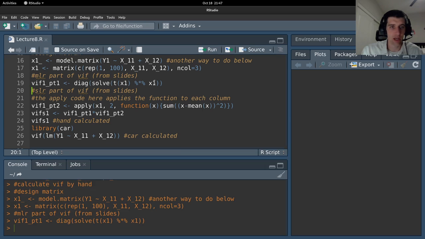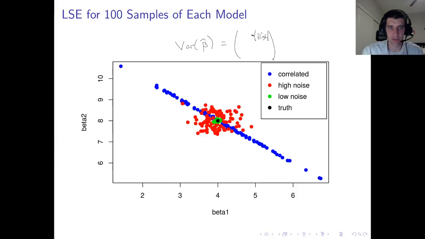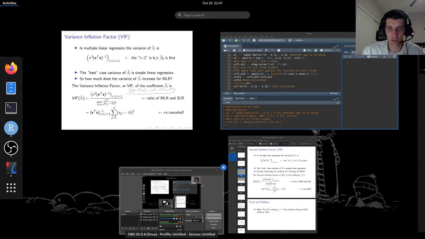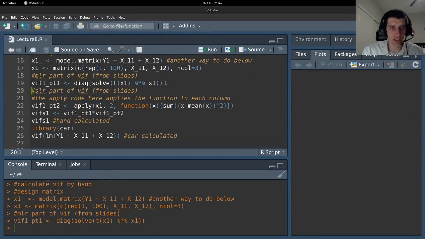Let me just pull this back up to reference it. I'm computing this thing. I'm going to compute X transpose X inverse, get the i plus 1 terms along the diagonal, and multiply it by this expression here, which, for the ith predictor, looks like a sample variance, except I haven't divided by the n minus 1 out front. This is the sample mean of the ith column, and I'm taking the squared difference between all of the observations from that predictor and the sample mean. So this is the X transpose X inverse term.